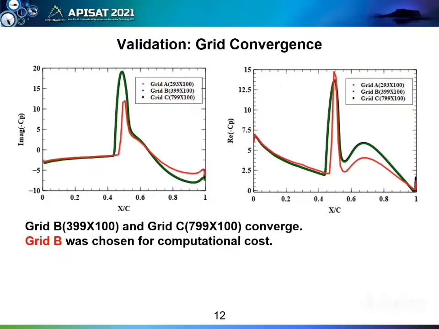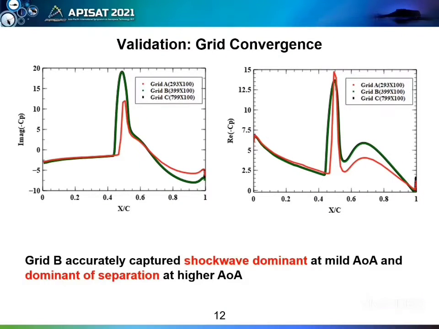Then the grid that was used for the comparison study was put into grid convergence test, and 3 grids were used, and it can be concluded that grid B and grid C actually converge. And in order to save computational cost, grid B was chosen for this analysis. And from the previous slide, it has been proved that grid B accurately captured shock wave dominant at mild angle of attack and the dominant of separation at higher angle of attack.